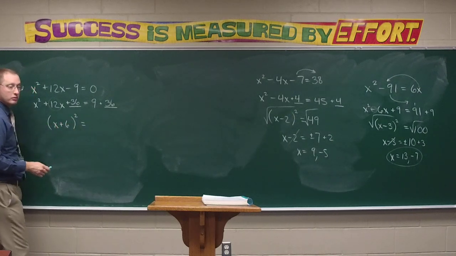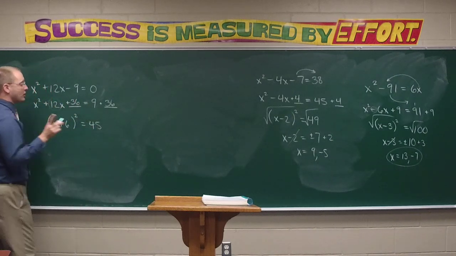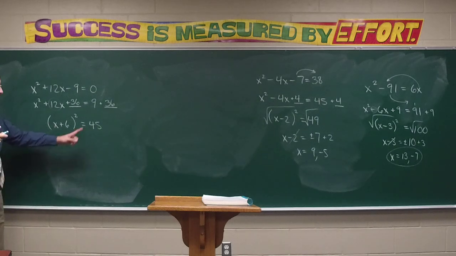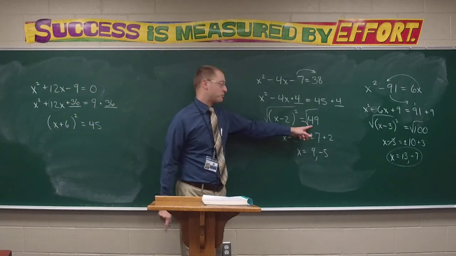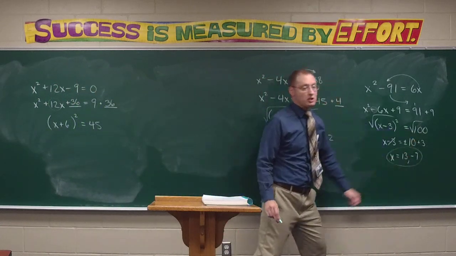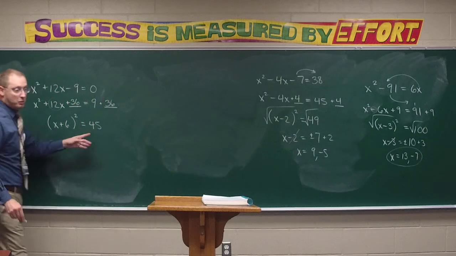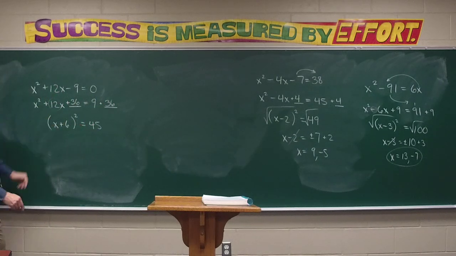All equal to 45. Now here's how you know it would not have factored. If this is not a perfect square, there's no way to factor it. 49 is a perfect square, that tells me I could have factored. 100 is a perfect square, that tells me I could have factored. 45 is not a perfect square, I could not have factored it anyway, so it's a good thing we did this. What will I do next, Brandon?